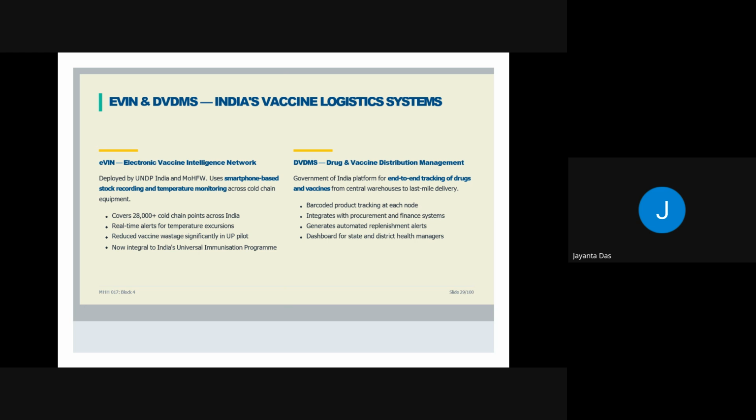It is deployed by UNDP India and the Ministry of Health and Family Welfare, and uses smartphone-based stock recording and temperature monitoring across the cold chain equipment. When it was first launched, our Union Health Secretary, sitting in his own office, could connect from his phone to any district and find out what is there.